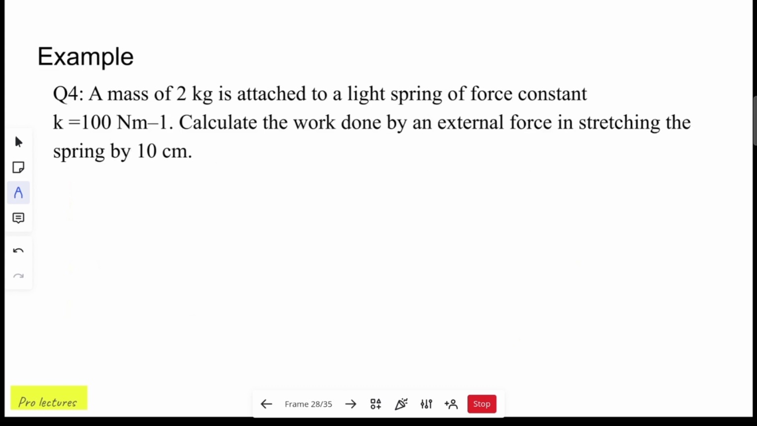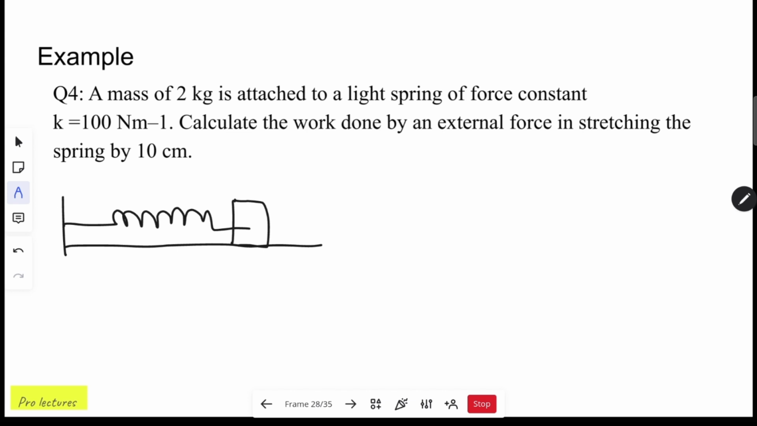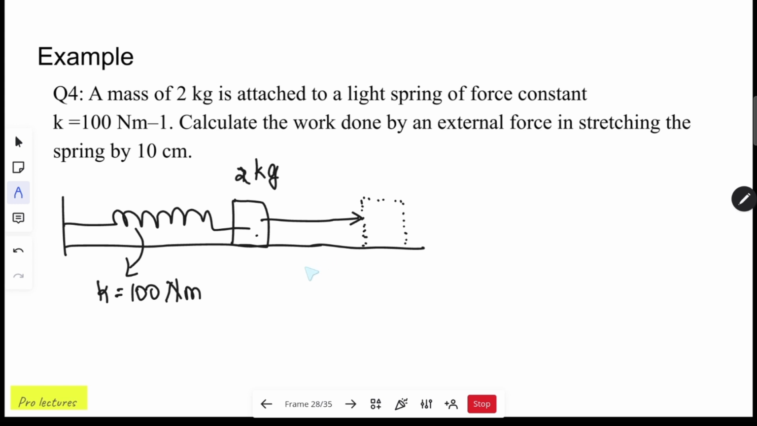Now let us see an example. A mass of 2 kg is attached to a light spring of force constant k equal to 100 Newton per meter. Calculate the work done by the external force in stretching the spring by 10 centimeter. So there is a spring attached to a mass. Here the mass is 2 kg. The spring constant k is 100 Newton per meter. Suppose the block is stretched from here to here by 10 centimeter. We have to calculate the work done.